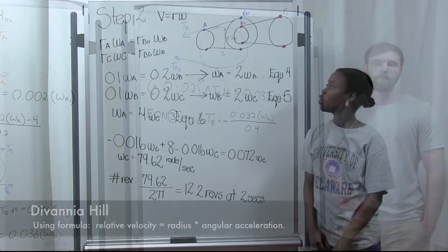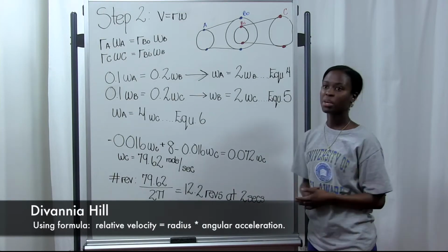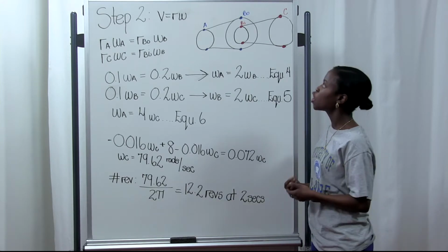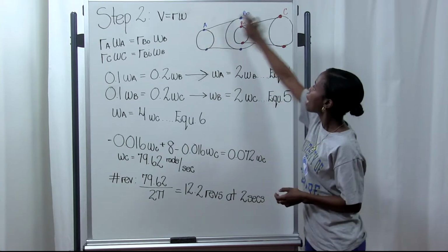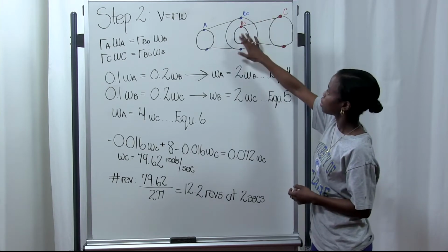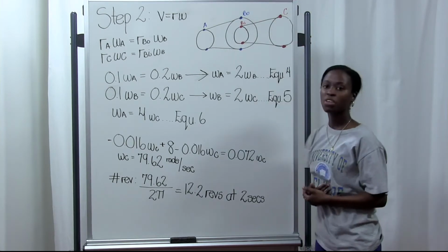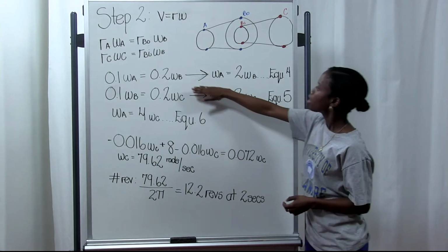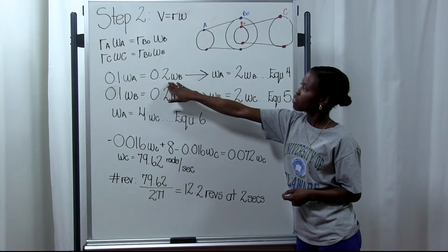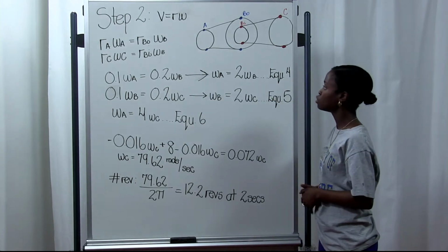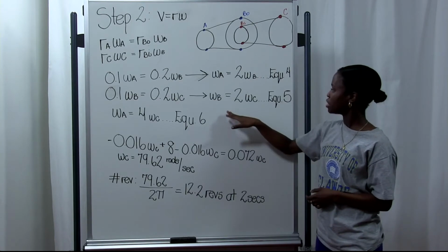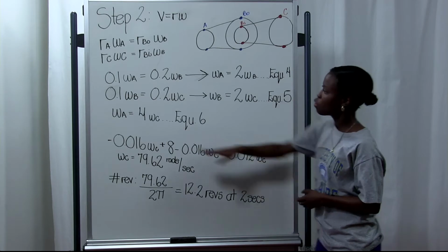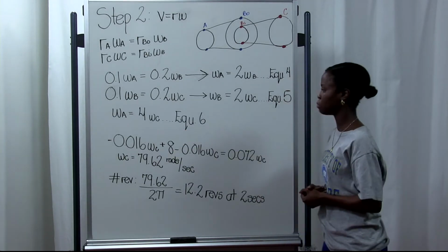Okay, so the second step in solving this problem is using the assumption that the belts at the pulleys do not slip. Using this condition, we could relate the velocity at A and B outer, as well as B inner with C. So velocity is equal to radius times angular velocity. So here we plug in the value of the radius, and we have omega A is equal to 2 times omega B is equal to 2 times omega C, and plugging in equations 4 and 5, we got omega A is equal to 4 times omega C.